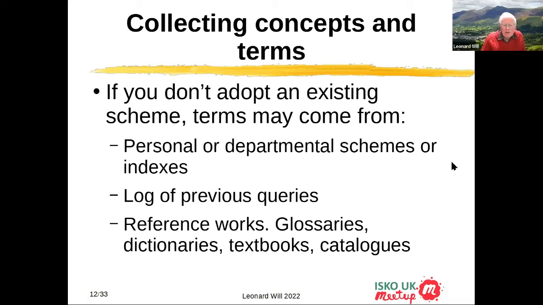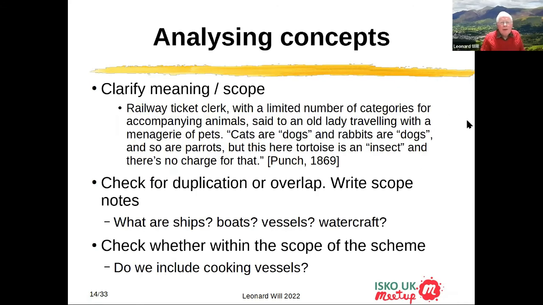You can look at previous queries if you've got a working database already. And if you certainly need to clarify the definition and meanings of terms, then reference works, glossaries, dictionaries, textbooks, and catalogues will provide useful reference material. The specificity is not so important in some cases. You need to decide an appropriate specificity.